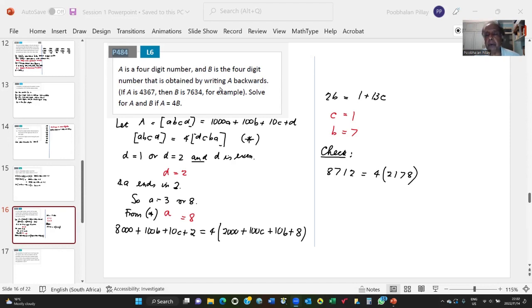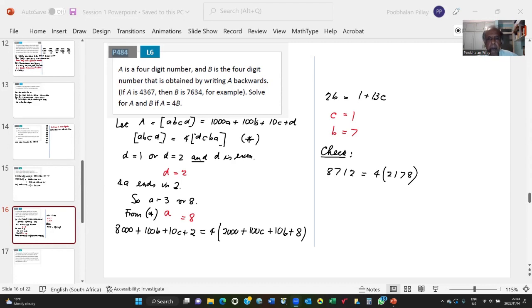All right. So as before now, we will say a is the 4-digit number, and we'll call the digits A, B, C, D. As before, it's got 4 digits, and its actual value is 1000A plus 100B plus 10C plus D. So if A is that, then B would be the same thing written backwards, DCBA, and A equals 4 times B means A is equal to 4 times DCBA, as you see here.